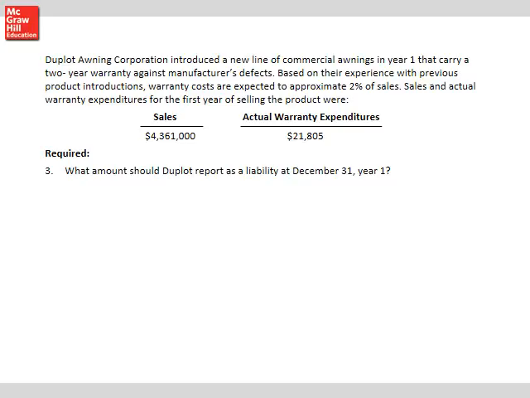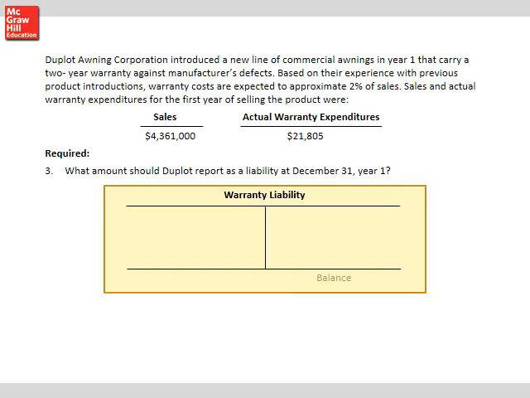And 3, what amount should DuPont report as a liability December 31st of year 1? Well, we're going to assume that they're still good with that 2% figure, and so it's going to be the full amount of the estimated liability of $87,220 minus what has already been redeemed, or claims of the customers that we had in that first year. And so our balance is going to be $65,415.